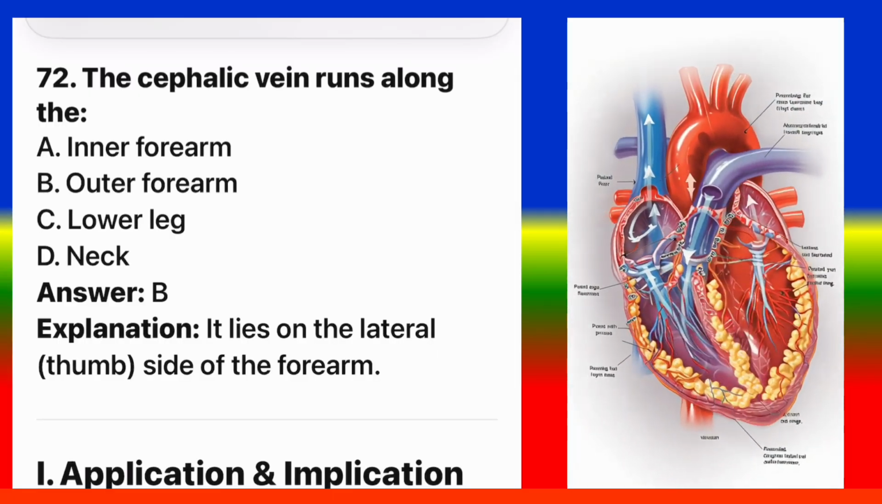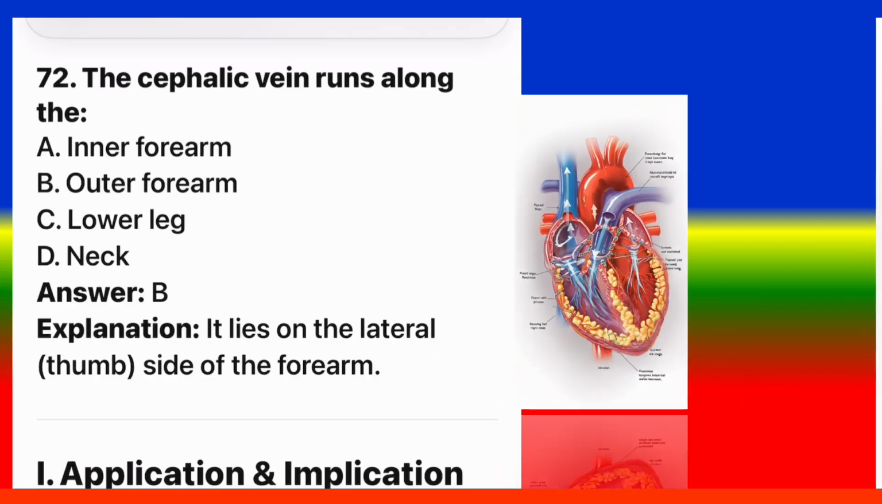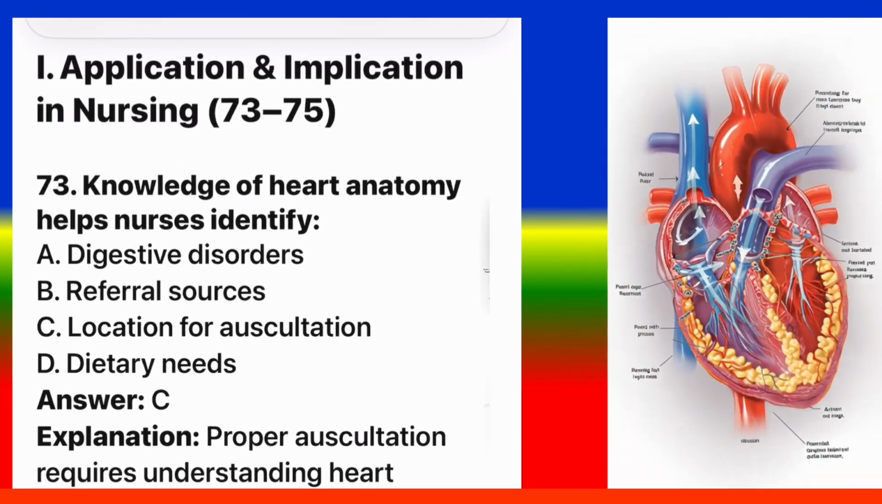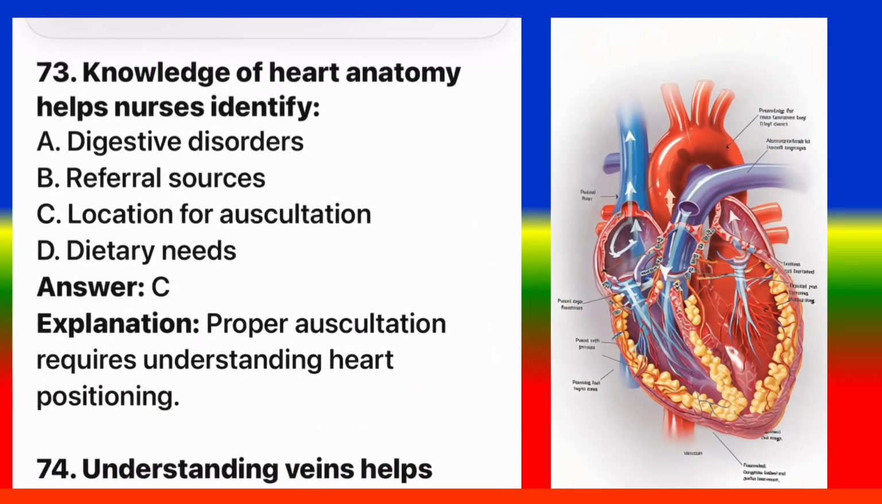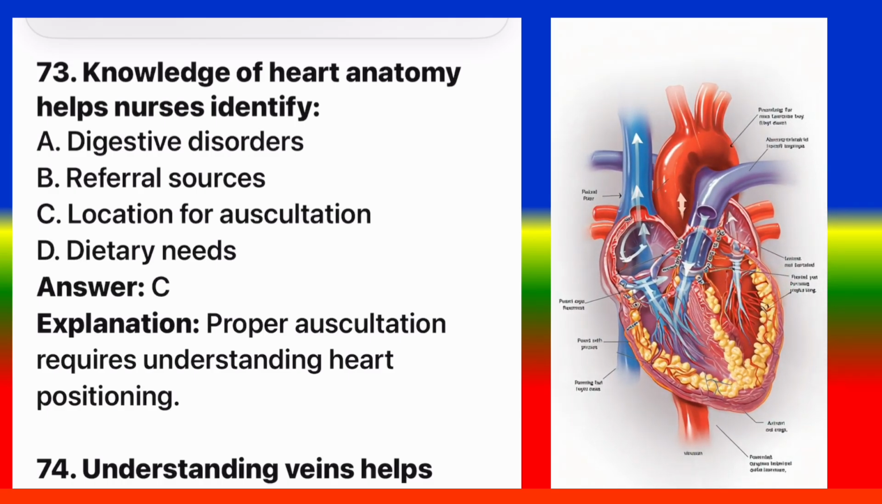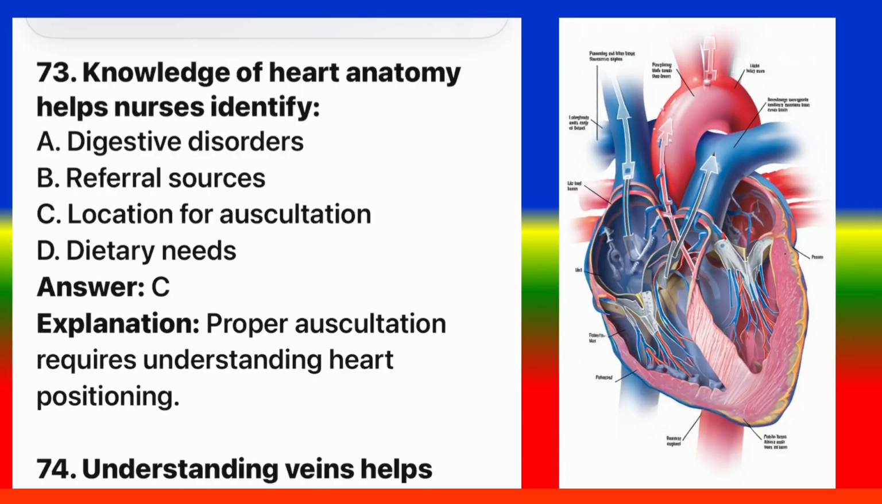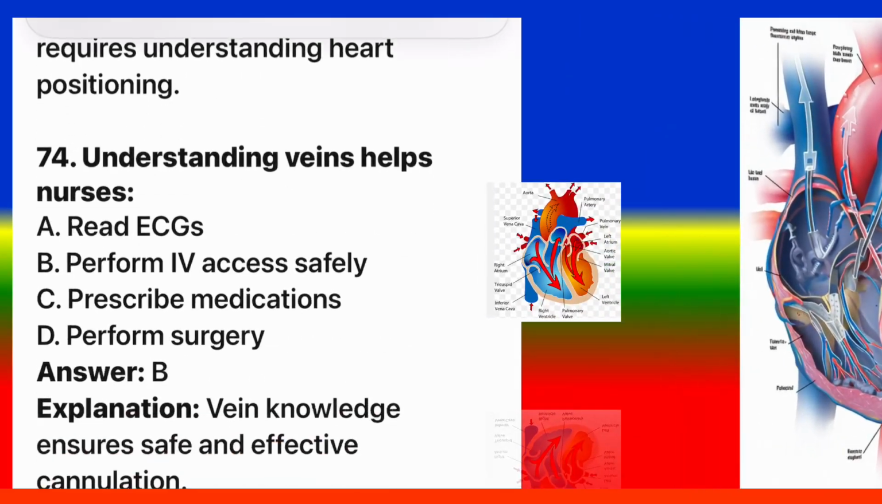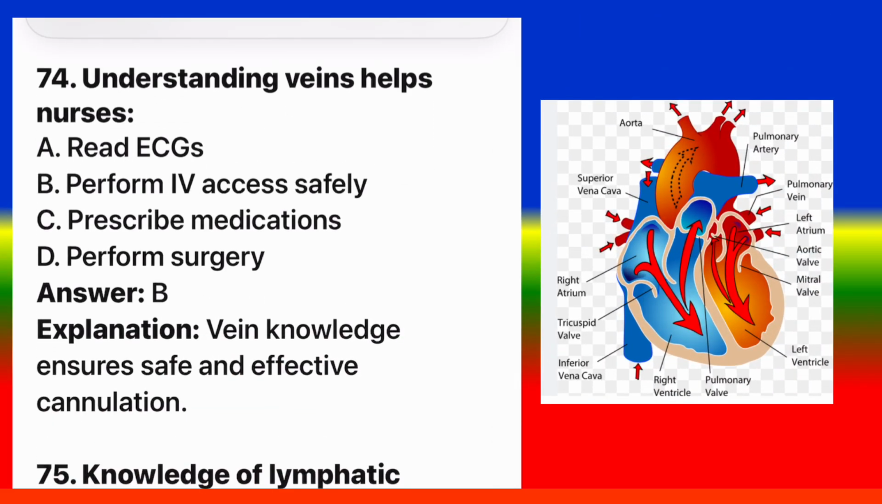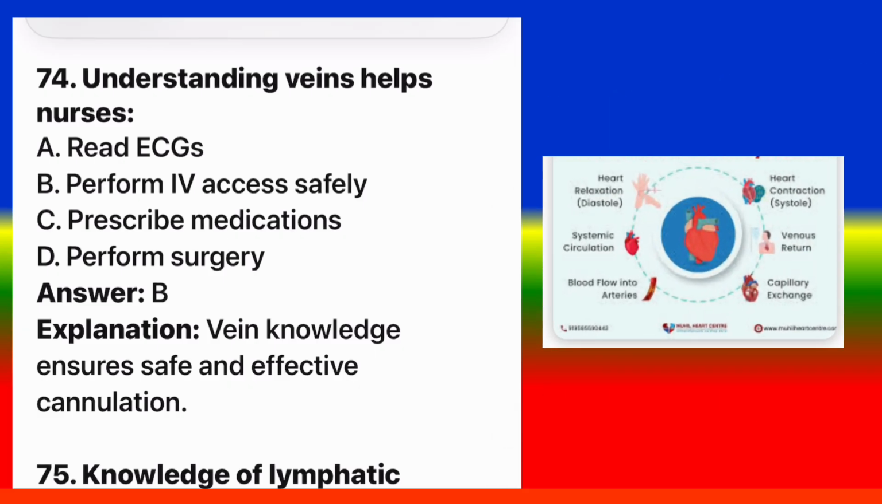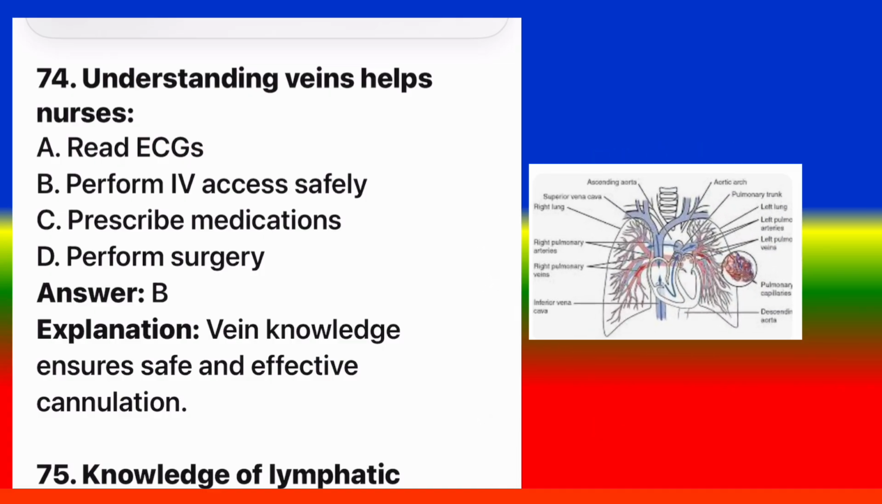Application and implication in nursing, 73 to 75. 73. Knowledge of heart anatomy helps nurses identify: A. Digestive disorders, B. Referral sources, C. Location for auscultation, D. Dietary needs. Answer: explanation: proper auscultation requires understanding heart positioning. 74. Understanding veins helps nurses: A. Read ECGs, B. Perform IV access safely, C. Prescribe medications, D. Perform surgery. Answer B. Explanation: vein knowledge ensures safe and effective cannulation.